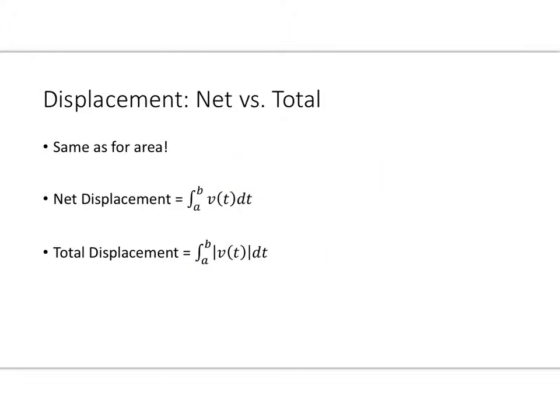Now, just like when we were integrating and we talked about finding the net area versus the total area, the net displacement, once I take my integral of velocity, is given by the integral from a to b of v of t dt, but to find the total displacement, I have to take the absolute value.